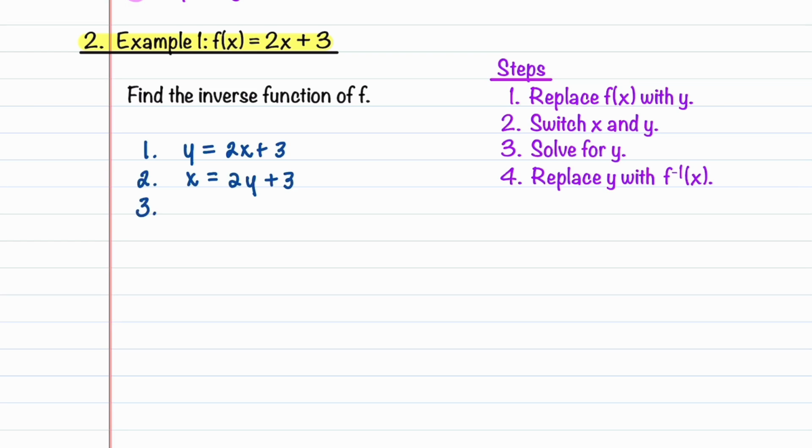Our third step tells us to solve for y. When I look at this equation and I want to solve for y, I think it's easiest if we switch sides and make the y on the left. So let's just write this as 2y plus 3 is equal to x, and then now we just solve for y. So let's go ahead and subtract 3 from both sides. So we have 2y is equal to x minus 3. And then let's divide both sides by 2, and we get y is equal to x minus 3, all divided by 2.